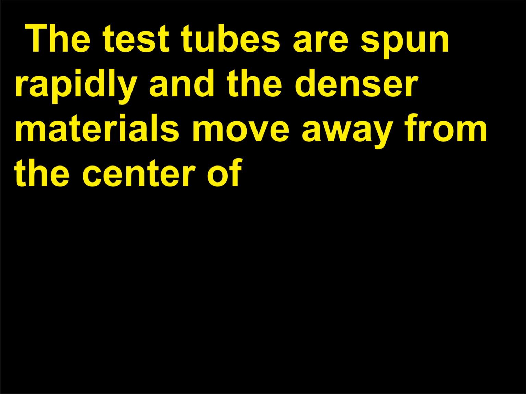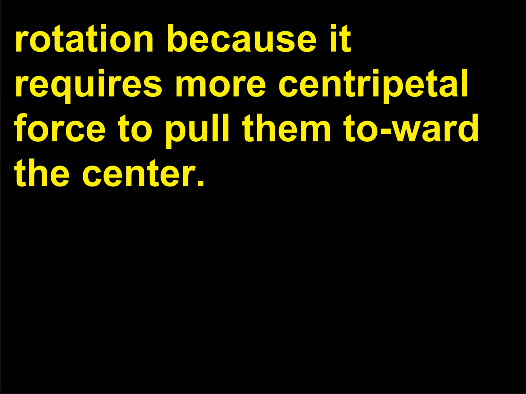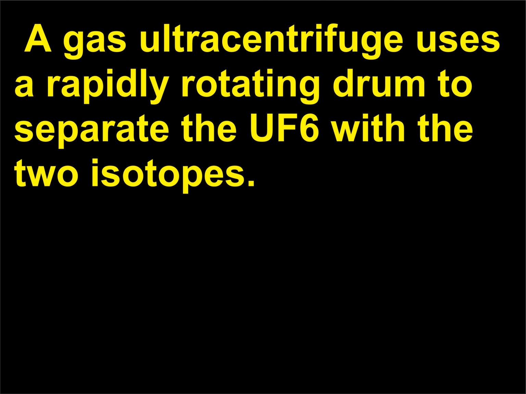The test tubes are spun rapidly and the denser materials move away from the center of rotation because it requires more centripetal force to pull them toward the center. A gas ultracentrifuge uses a rapidly rotating drum to separate the UF6 with the two isotopes.